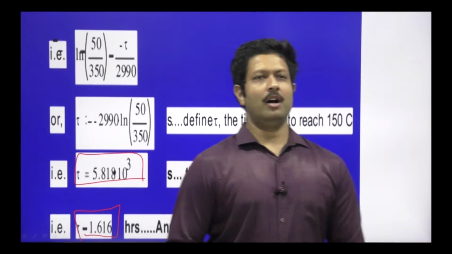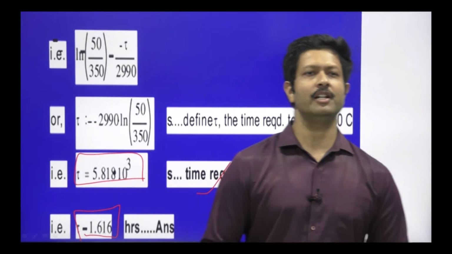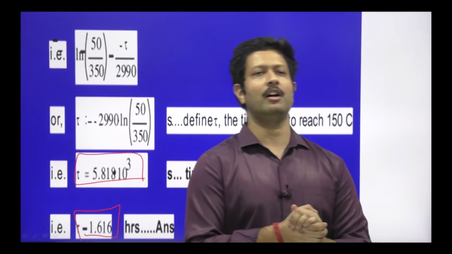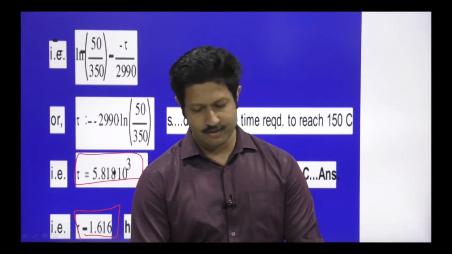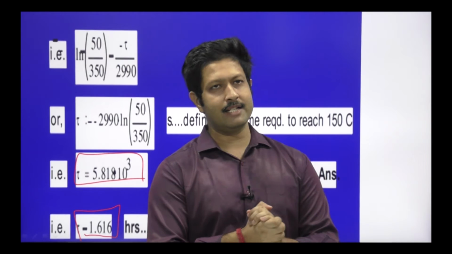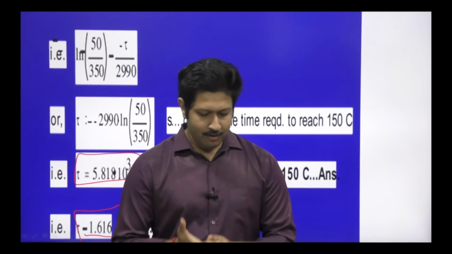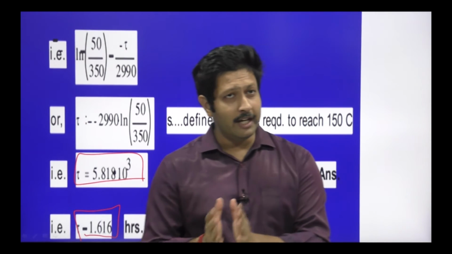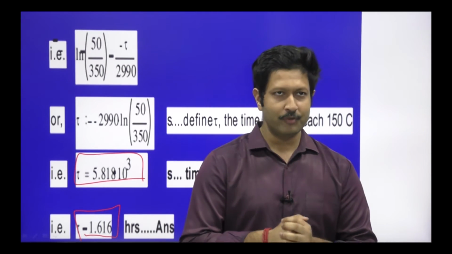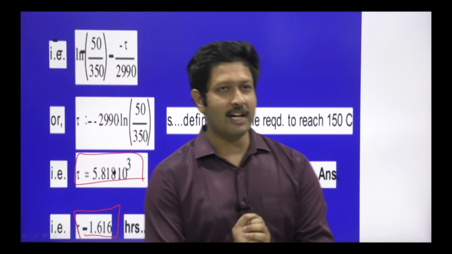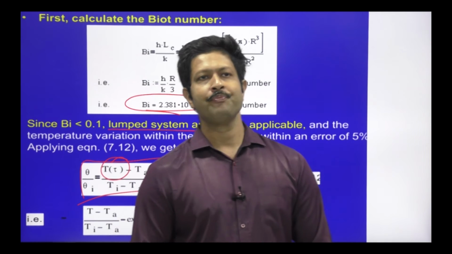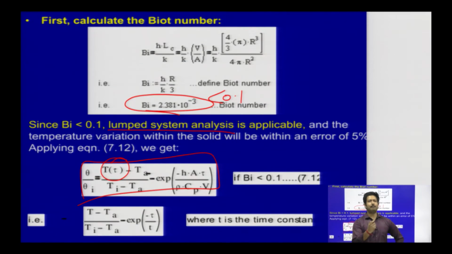Okay, guys, what we have seen till now is the criteria for applying lumped parameter analysis. We have seen that only if the Biot number is lesser than 0.1 can we implement the lumped parameter analysis. So this is the first checking criteria, as we have seen in this numerical, that first of all we check the Biot number.